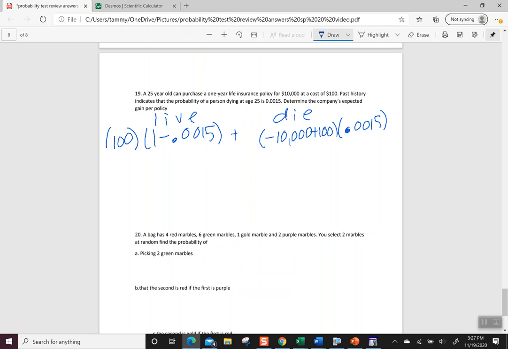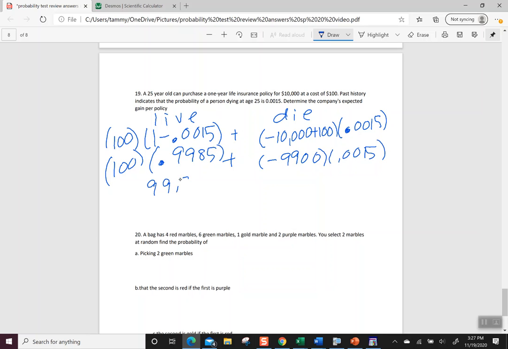So 1 minus 0.0015, this is 0.9985, and this will be times 100. And then if I have the negative 10,000 plus 100, this is negative 9,900 times the 0.0015. So the first part, 99.85. The second part, negative 14.85, says they expect to make $85 per policy.